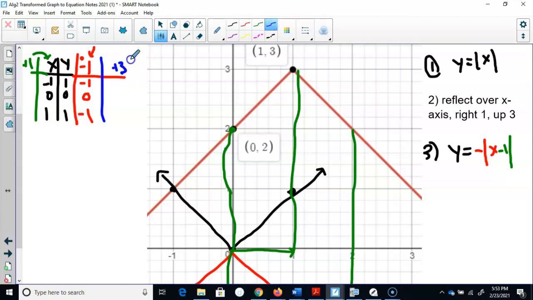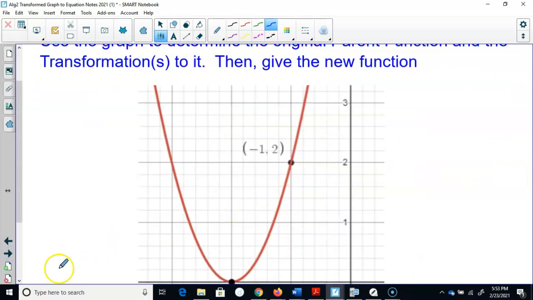And then finally, I went up 3, so I'm going to add 3 to it. And there we have our function, ladies and gentlemen. Okay, I think I'm going to do one more with you, 1 second.